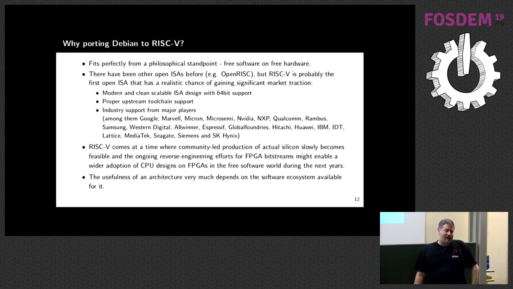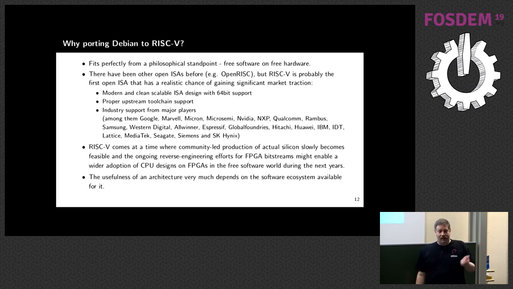The RISC-V ISA is probably the first open ISA that has a realistic chance of actually gaining mass market traction. There are a lot of companies supporting RISC-V right now, and things in the semiconductor industry are slowly changing. It's becoming slowly possible to actually have community-led chip production. It's still very expensive, but things are changing in the industry, and within a few years it might be possible to actually have community-led chip designs mass-produced.